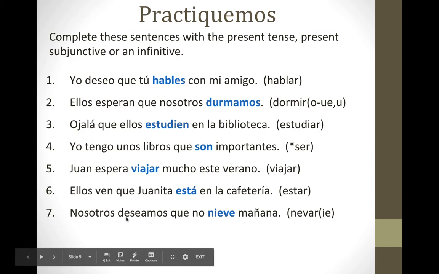And then lastly, number 7, we wish that it doesn't snow tomorrow. That's our wish, it's our hope. Okay, no nieve. You do need subjunctive there.